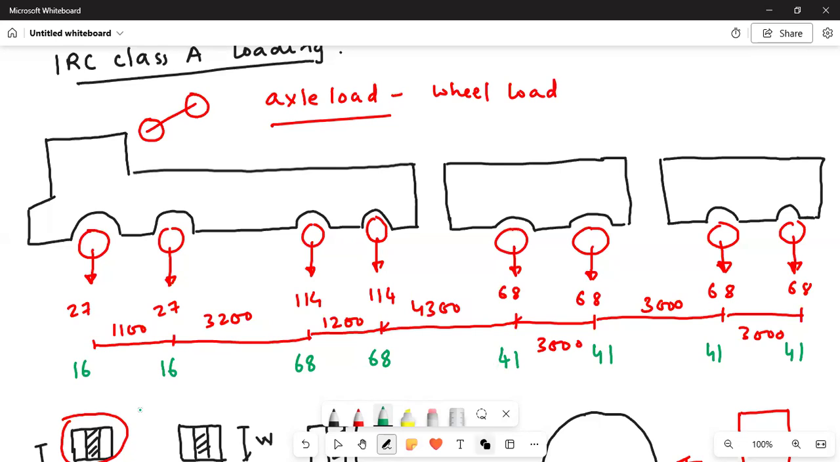Whatever I have written in the green color is the example of the class B loading. Okay, you got it? And we have also seen the dimensions of the tire. What will be the dimensions of the tire if the loading is different? What will be the width of the tire, and the dimension of the contact surface? We have discussed that. We have some rules, we will discuss about that.